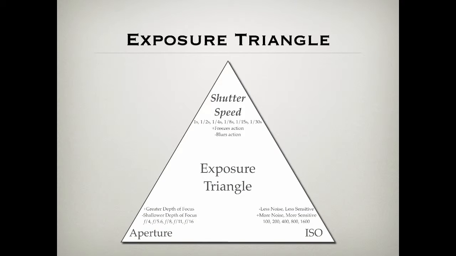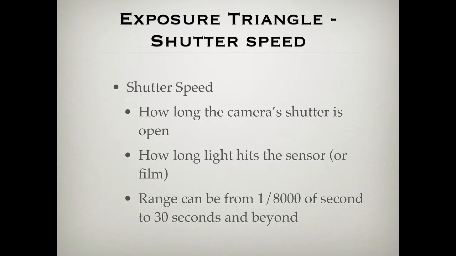So let's talk about shutter speed a little bit. So shutter speed, we think of it in seconds or fractions of seconds. The faster the shutter speed, meaning the less light that's coming in, like 1/30th of a second, freezes action, and the slower the shutter speed, a half second or 1 second, blurs that action. So shutter speed is how long the camera shutter is open, how long the light hits the sensor or film.